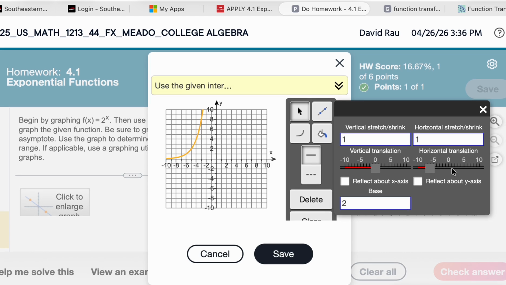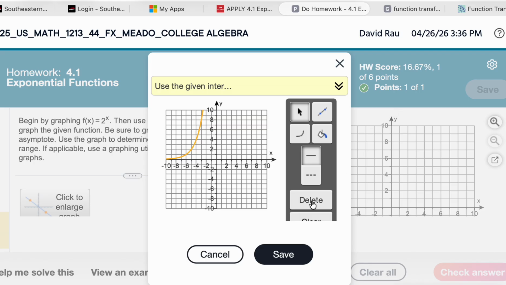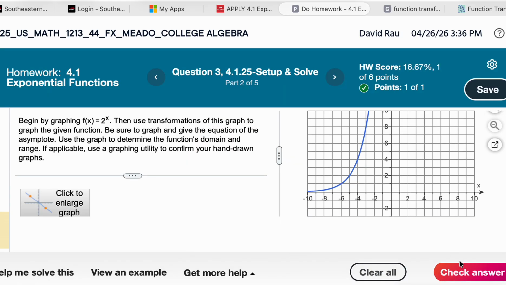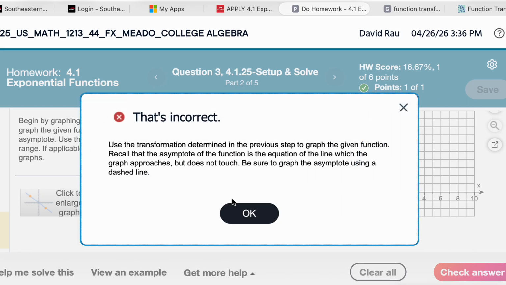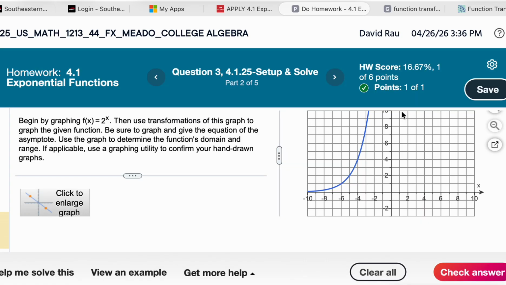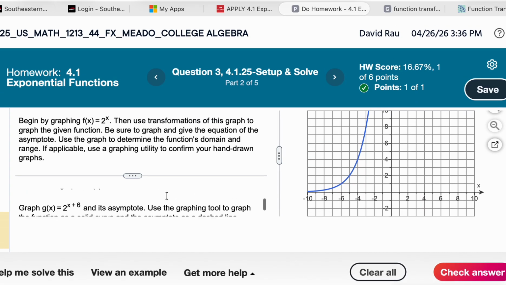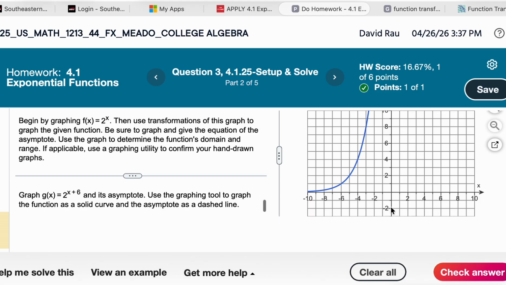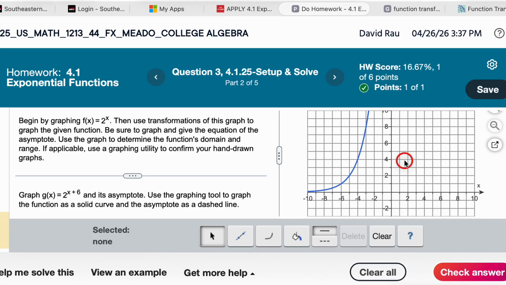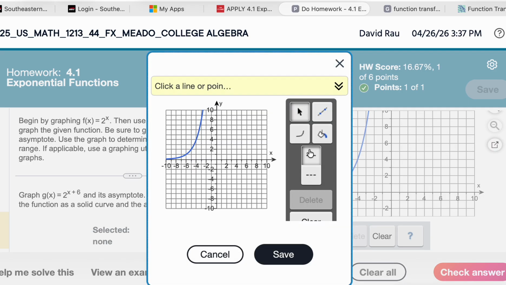So there's my graph, and I'm going to put that away. However, here's the big trick. If I press check answer, it's going to say I'm incorrect. Now, why is that? Well, because the question says to graph the asymptote as well. Now, the asymptote, let me open this up, is a dashed invisible line.